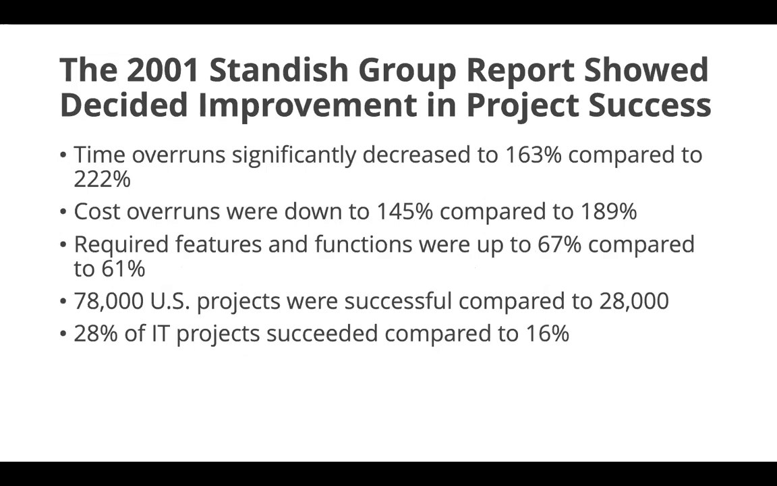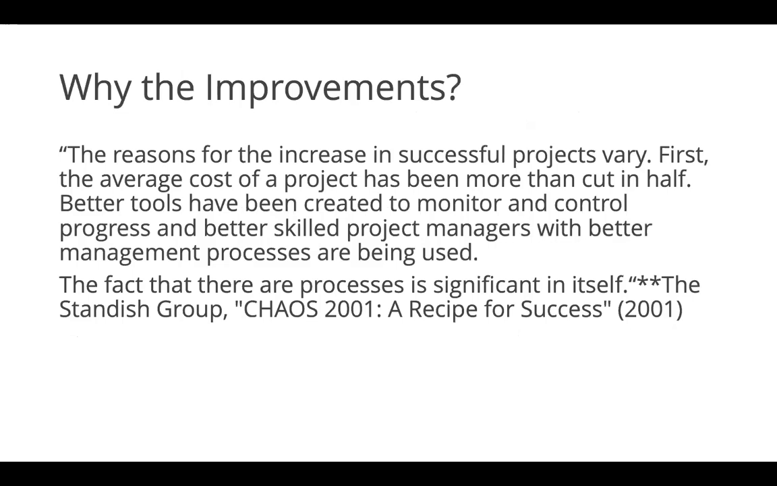Then we have the study group report. You can just read it through, but all in all, it indicates that there are some projects that fail and there is some percentage that succeed. The reasons for the increase in successful projects vary. First, the average cost of the project has been more than cut in half. Better tools have been created to monitor and control progress, and better skilled project managers with better management processes are being used.